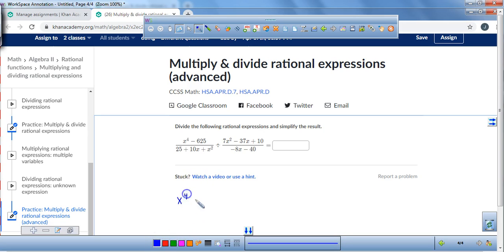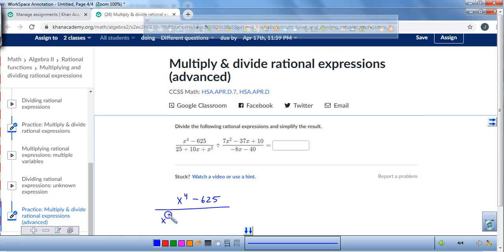Got x to the power of 4 minus 625 all over... I'm going to rearrange this just to make it easier. We got x squared plus 10x plus 25. Now that says divided by, so when I see divided by, I think of multiply by the reciprocal.